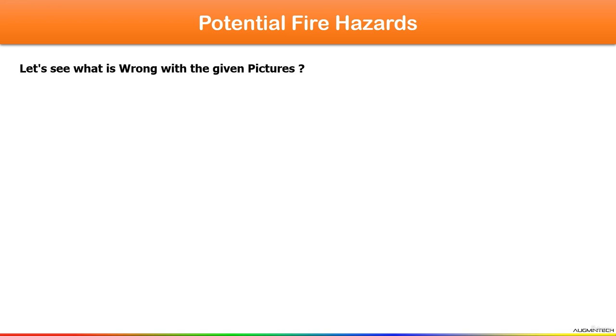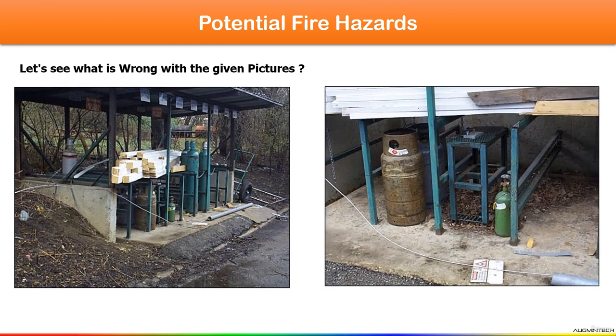Let's see what is wrong with the given pictures. See, here we have two images. In the first image we have some hoods and a cylinder, and in the second we have an acetylene cylinder, and here we have an oxygen cylinder. So can you tell me what is wrong with the given pictures? Can you guess? Just think and tell me.